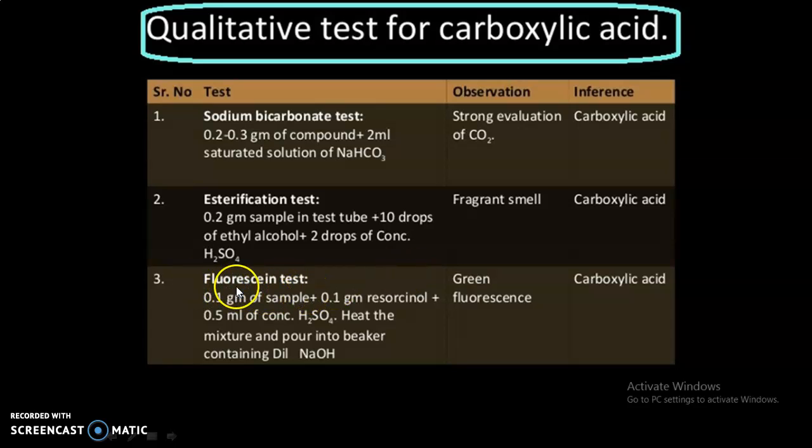Next test is the fluorescein test. This is how the test is performed: 0.1 gram of sample is taken in a test tube, then 0.1 gram of phthalic anhydride is added. Next, 0.5 ml of concentrated H2SO4 is also added. Heat the mixture and pour it into a beaker containing dilute sodium hydroxide. Green fluorescence observed in the beaker confirms that carboxylic acid is present. These are the three simple qualitative tests for carboxylic acid.